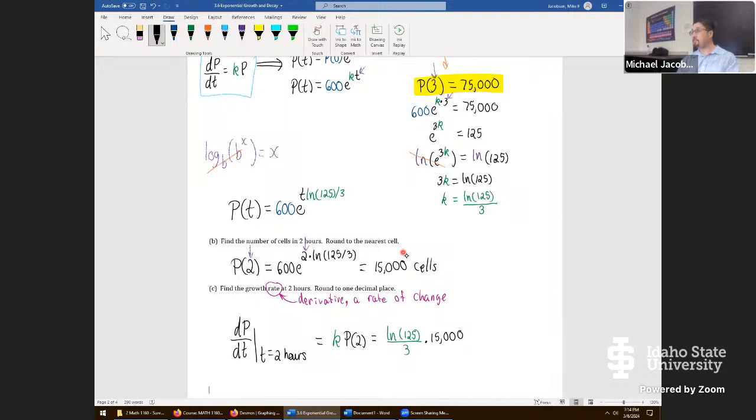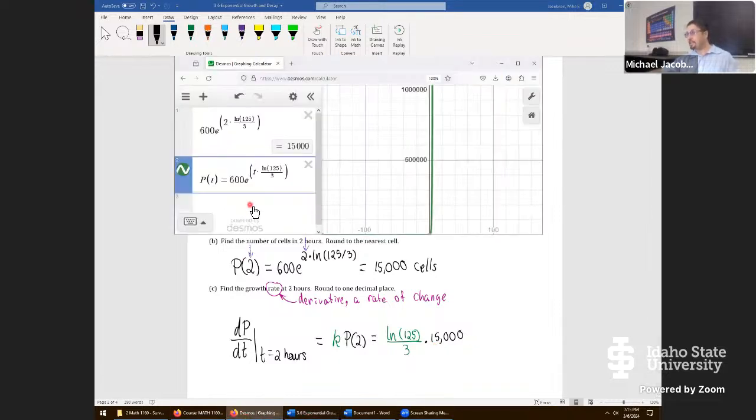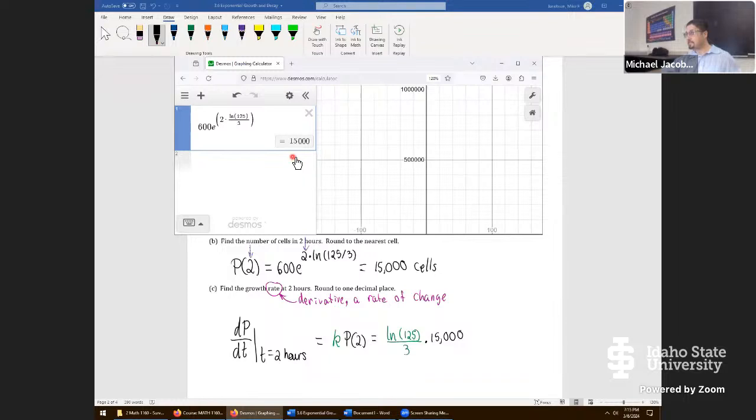Does that make sense to folks on getting through this so far? Okay, let's crank it out to get a number. It is first natural log 125 thirds, then multiply by 15,000, and we get this figure. We're rounding this one to one decimal place. It's 24,141.6.